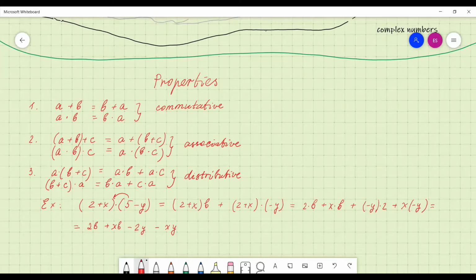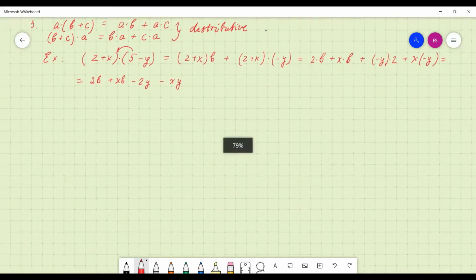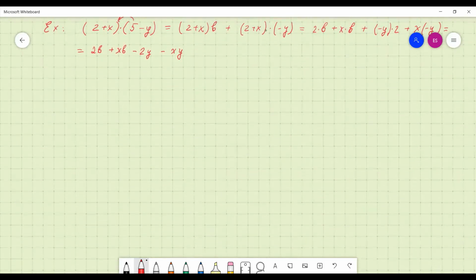So what we see over here is a way to multiply two binomials. You also can use FOIL, which is going to give you the same result, just like the way of using the properties. Okay, more interesting are properties of fractions. So let me scroll it up. Properties of fractions.